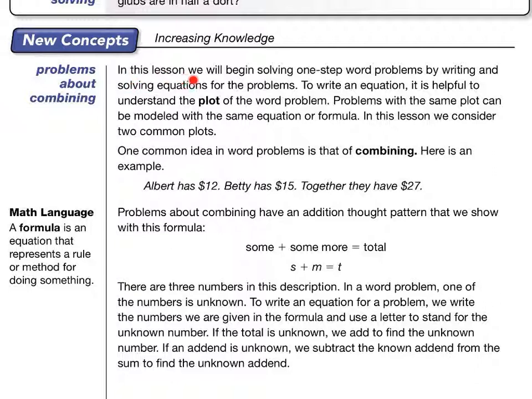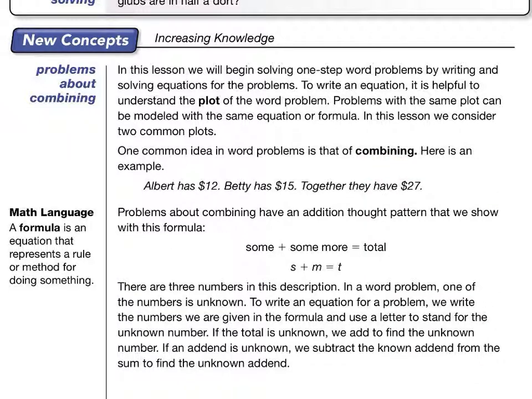So in this lesson, we're going to solve one-step word problems by writing and solving equations. To write an equation, it's helpful to understand the plot of a word problem. Problems with the same plot can be modeled with the same equation or formula. In this lesson, we're going to talk about two common plots. So the first common idea in word problems is combining. So write down combining as a plot. A word problem plot called combining.